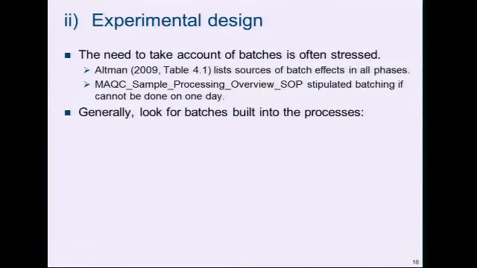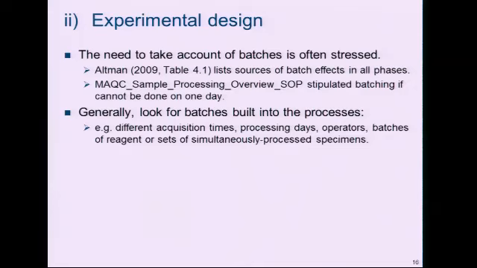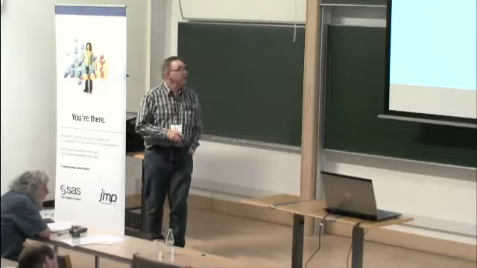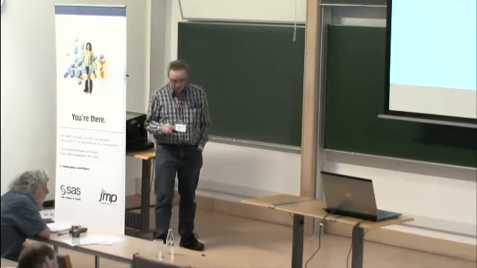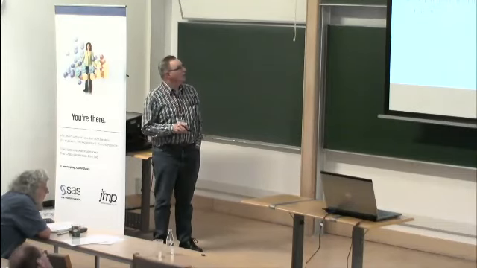In fact, that Naomi Altman paper is out of a book about batching in microarray experiments. And generally one looks for batches built into the process, so if there are different acquisition times of samples, or different processing days, or different operators, or different batches of reagents, or sets of simultaneously processed specimens, they're all obviously going to lead to batches. And of course, if you've got treatments, you want to block them according to batches.